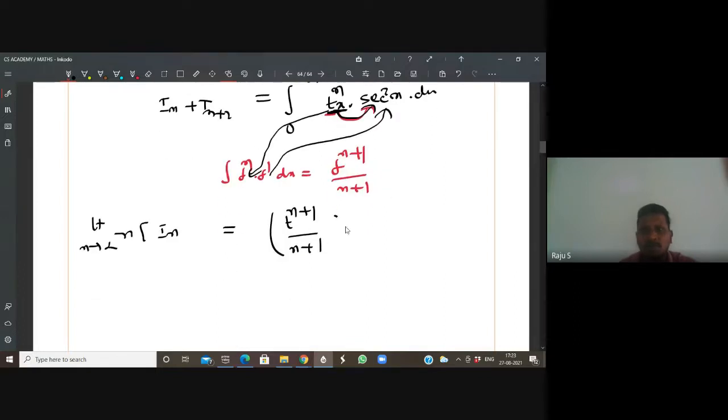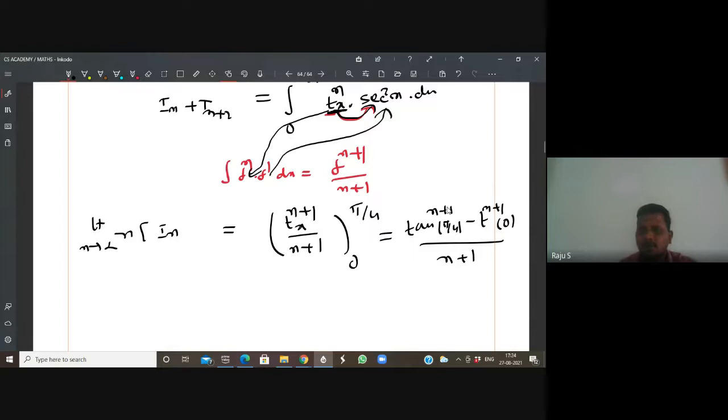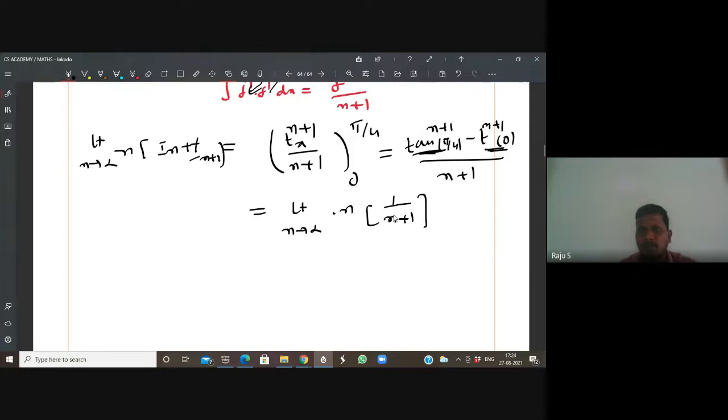But from where to where are the limits? 0 to pi by 4. Fine. Tan power n plus 1 x. Now apply the upper limit. Tan power n plus 1 pi by 4 minus tan power n plus 1 0, by n plus 1, which is common. n plus 1 is a constant. What is tan pi by 4? 1. 1 to the power of n plus 1 is 1. Tan 0 is 0, so the second one is 0. So finally, In plus 2 value is, on the right side also apply the limit n tends to infinity, n into 1 by n plus 1. Got it? Remaining, tan pi by 4 is 1, so 1 by n plus 1 is the only remaining value.